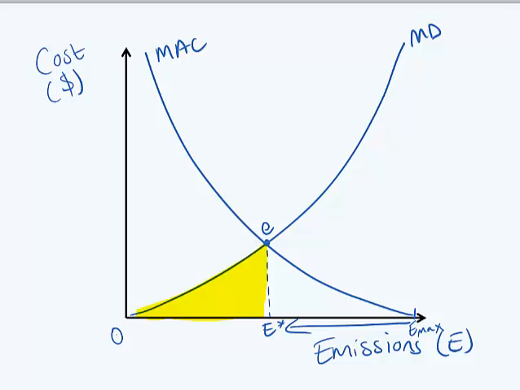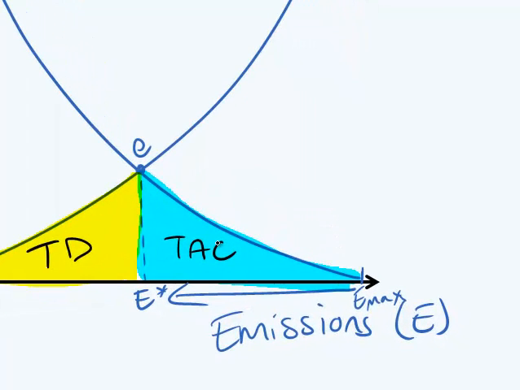But the company has a certain cost now. They have to pay a certain amount of money in order to reduce from E max to E star. So the area under the marginal abatement cost curve gives us the total abatement cost. I'm going to write in here, the yellow area gives me my total damages. The blue area gives me my total abatement cost.